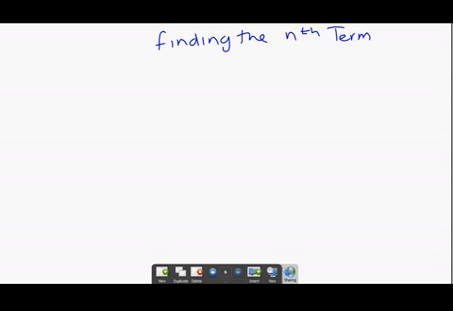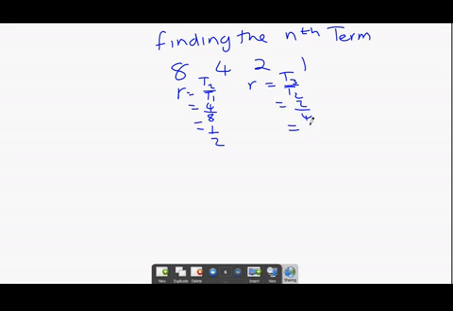Right, remember our last pattern we had 8, 4, 2, 1, and we said that we would find our R, and we did find our R, T2 over T1. Remember, that's how you find your R, and then we say that's 4 over 8, and we got half for our R, and we did that again to find R using T3 over T2, and then this gave us 2 over 4, which also gave us half.